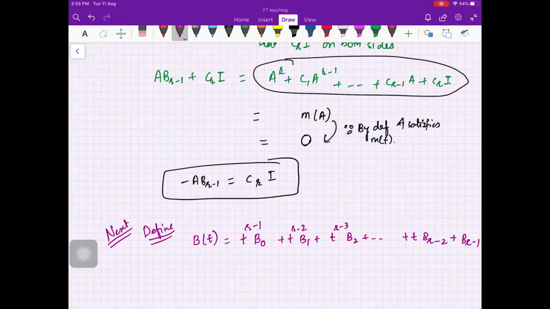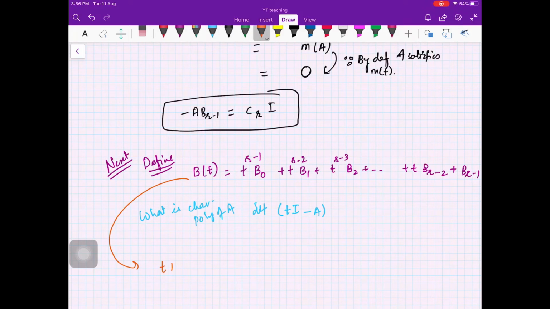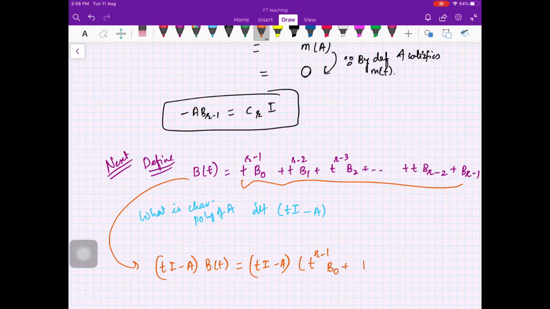Now you see, what I want to do is somehow connect the characteristic polynomial with the minimal polynomial. So what is the characteristic polynomial of A? That is the determinant of TI minus A. So what I am doing, I will multiply this with TI minus A, BT. So what you will get is TI minus A into this whole thing. This is how we have defined BT. So why are we doing so? The dots can be connected at the end.